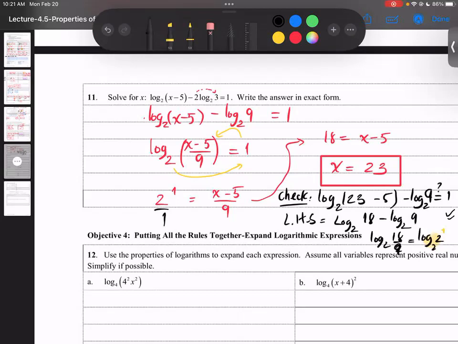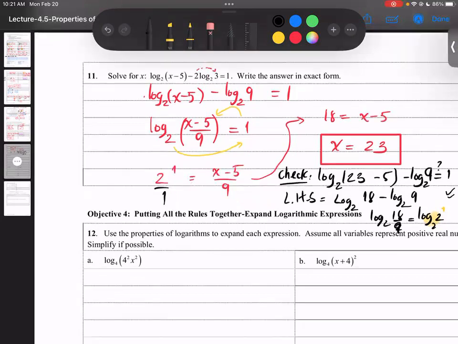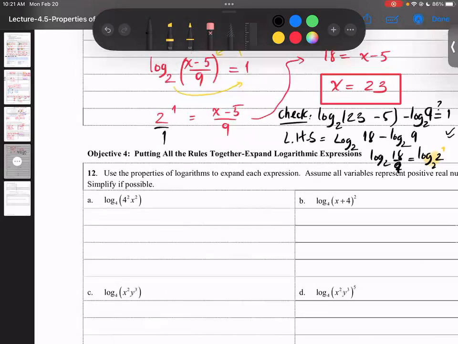For log equations, yes, you must check because sometimes you have extraneous solutions. Remember, what is the domain of log? From 0 to infinity, right? They don't take negative numbers. So you may have a negative solution. Now, a negative solution doesn't mean it always checks out, right? You're going to plug it in. If you have a negative argument, then they don't like that. We'll talk about that later. Don't worry, I'll talk about that later.